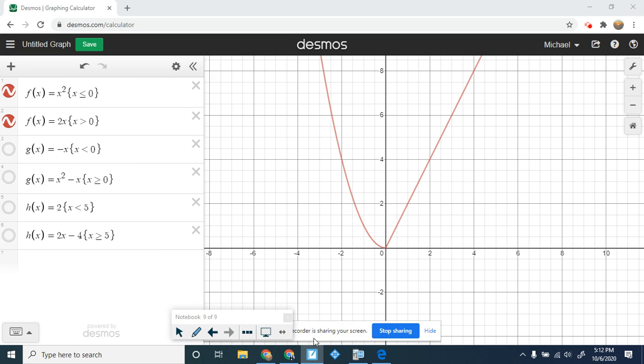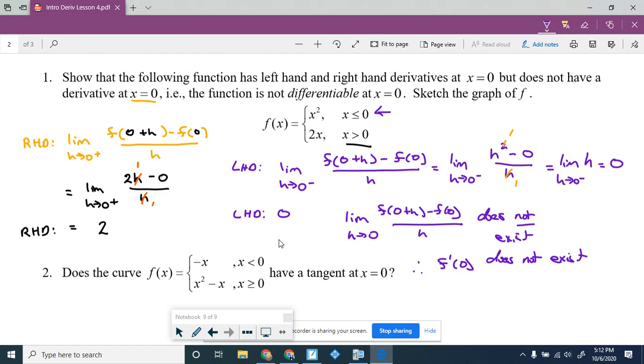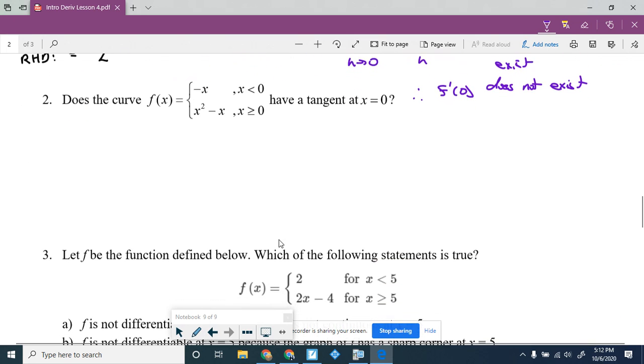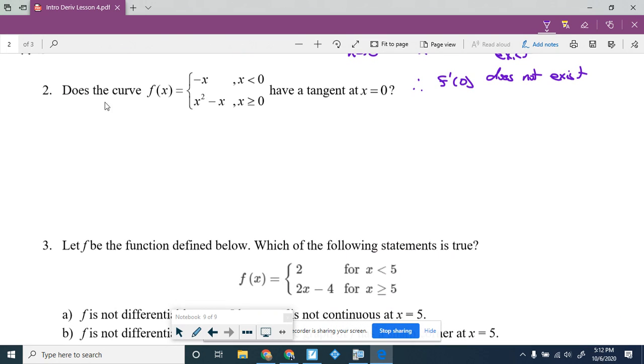All right, solid little question. Let's bring it to the next one. Very similar question, just worded a little differently. It says, does the curve f of x equals its piecewise function have a tangent at x equals 0?